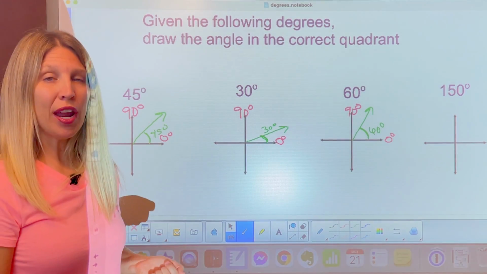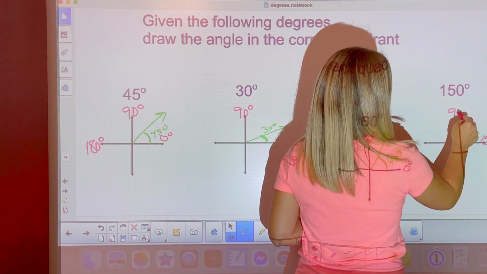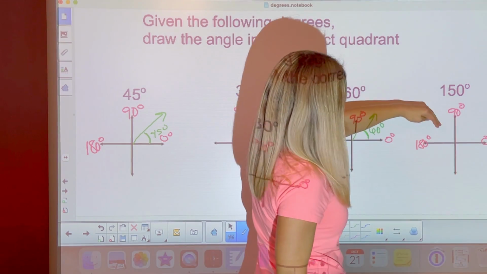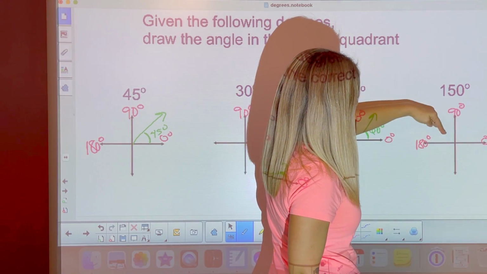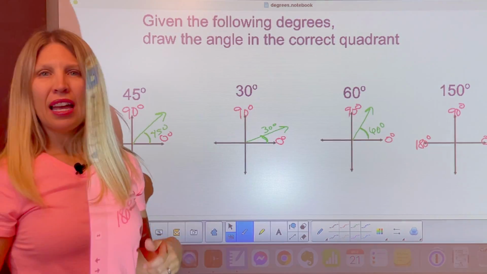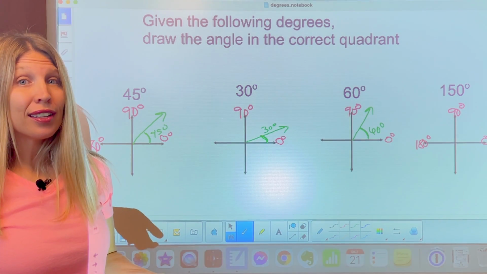Let's try the one on the very right, 150 degrees. So remember 0 degrees, 90 degrees, and then over here is 180 degrees. So we know that we have to be in this second quadrant because 150 is between 90 and 180. And where is it approximately between 90 and 180? Is it half?